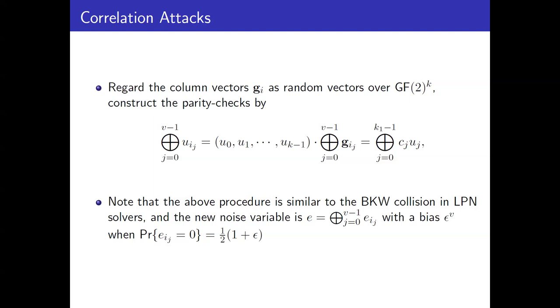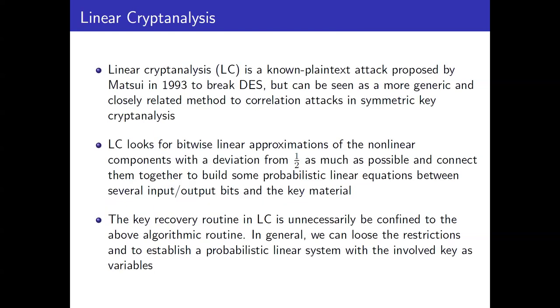Note that this procedure is similar to the BKW collision in LPN solvers, and the new noise has been folded to this level with the original noise here. We also know that linear cryptanalysis is a known plaintext attack proposed by Matsui in 1993 to break DES, which can be seen as a more generic and closely related method to correlation attacks in symmetric key cryptanalysis. In linear cryptanalysis, we first look for bitwise linear approximations of the nonlinear components with a deviation from 1/2 as much as possible and connect them together to build some probabilistic linear equations between several input and output bits and the key stream, the key material.